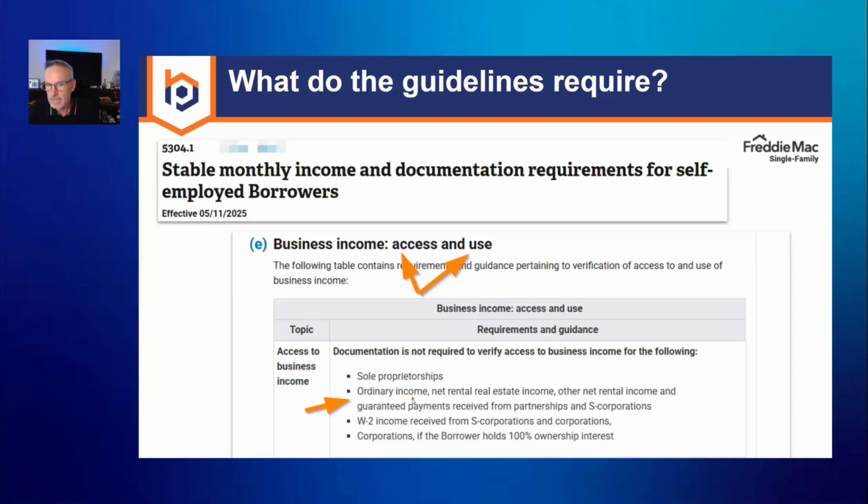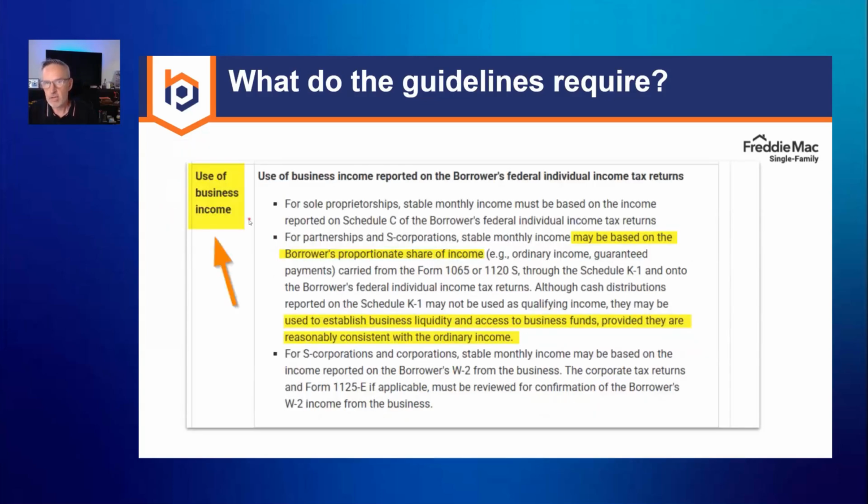You have it. W-2 income, you don't have to ask anybody's permission to use it. You have it. And then you can use the corporate income only if you're 100% owner. So this is what they're talking about, not if it qualifies, but if you need permission to access it. Because you scroll down a little bit further and there's the use of income. And this is the part that people mess up.